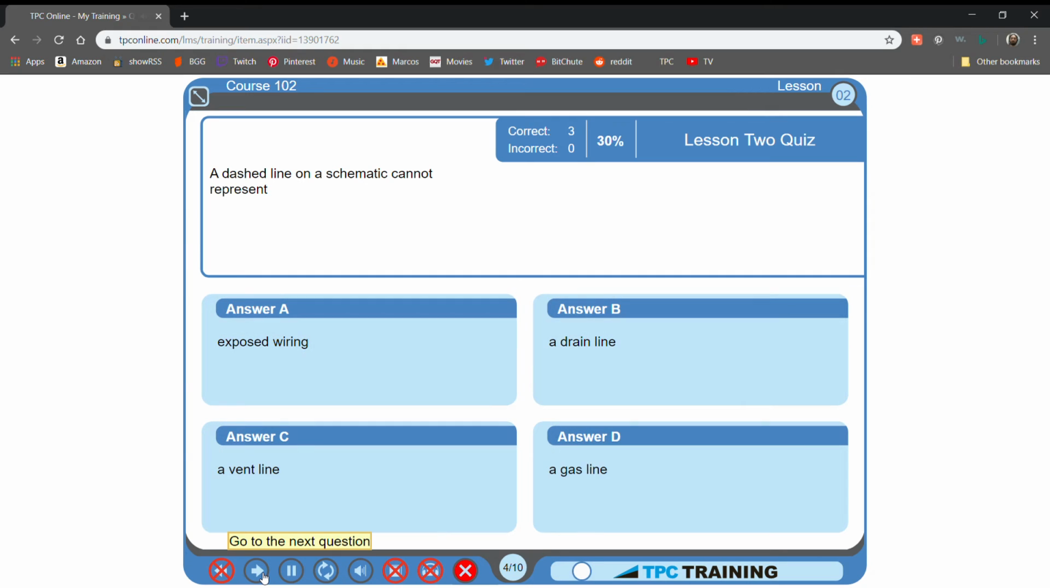A dashed line on a schematic cannot represent A. Exposed wiring, B. A drain line, C. A vent.